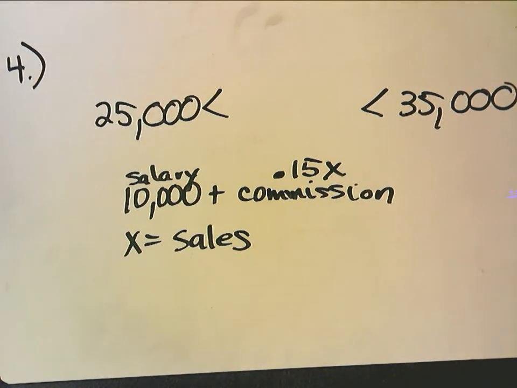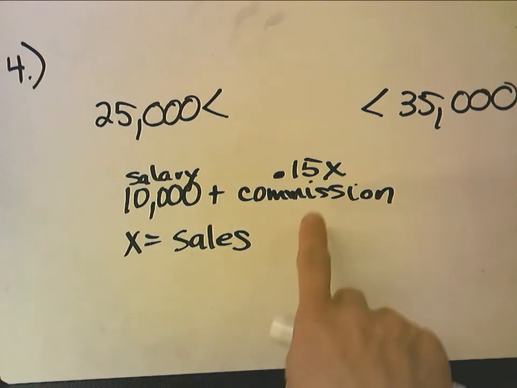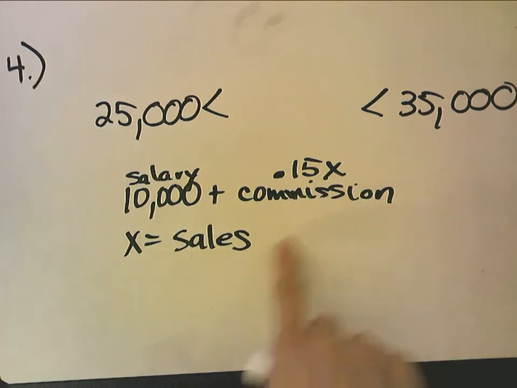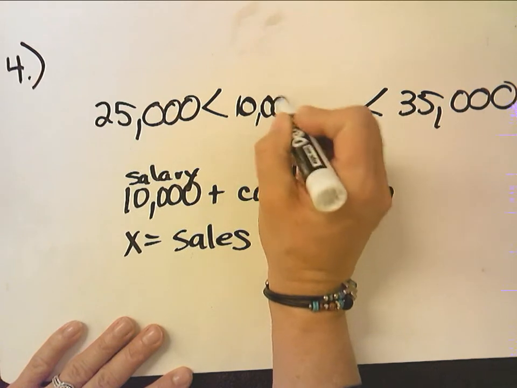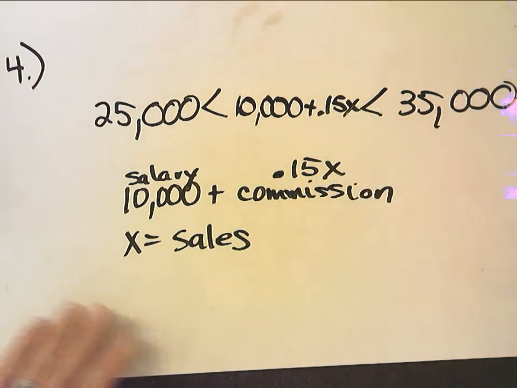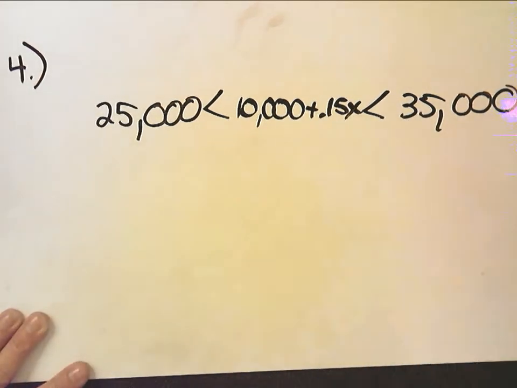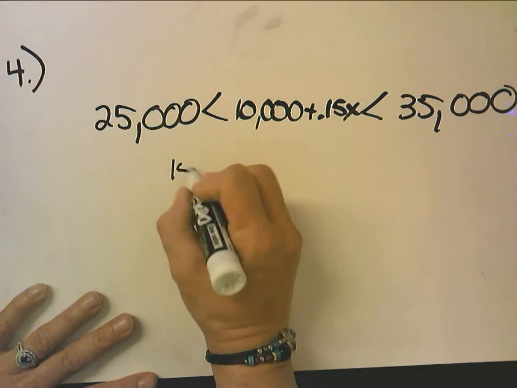Commission is like a bonus based upon your performance. So the more you sell, the more money you make. So as the sales increase, so does your total compensation. In this case, the commission is 15% of your sales. So that means this is 10,000 plus 0.15x. Okay? Now, to solve this, I'd subtract 10,000 from both sides.